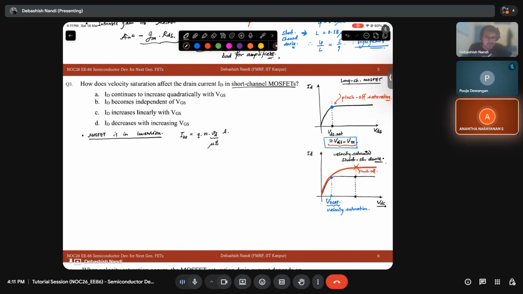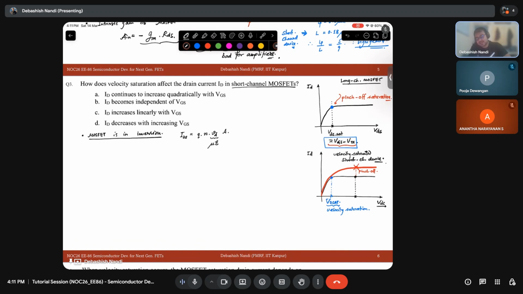So does the equation make sense? Yes, sir, there's only one carrier in inversion. There is only one type of carrier in inversion, right? Yes, sir. Because a MOSFET is a unipolar device in inversion. Only one type of carrier flows. It's not bipolar. Mind it.